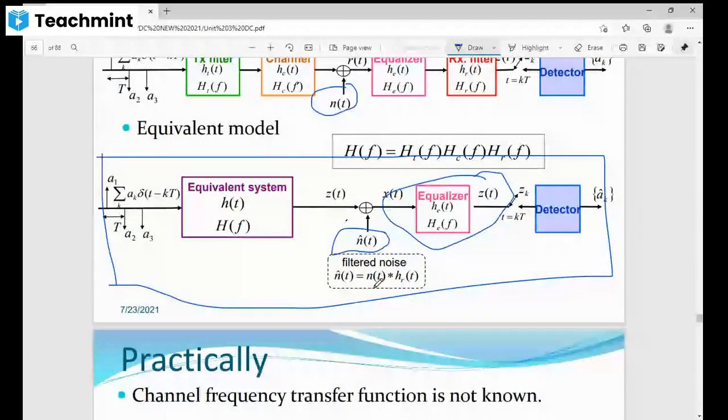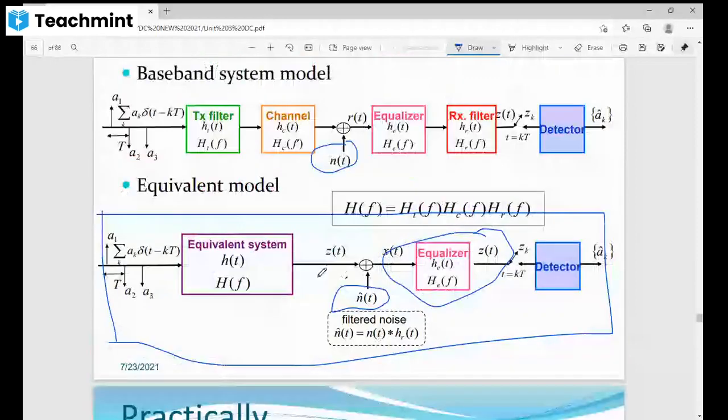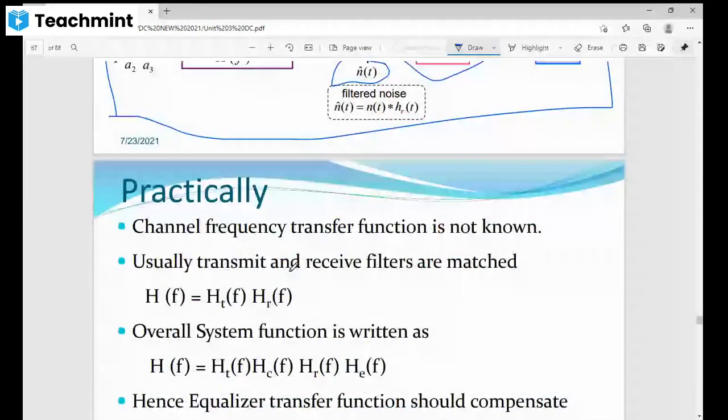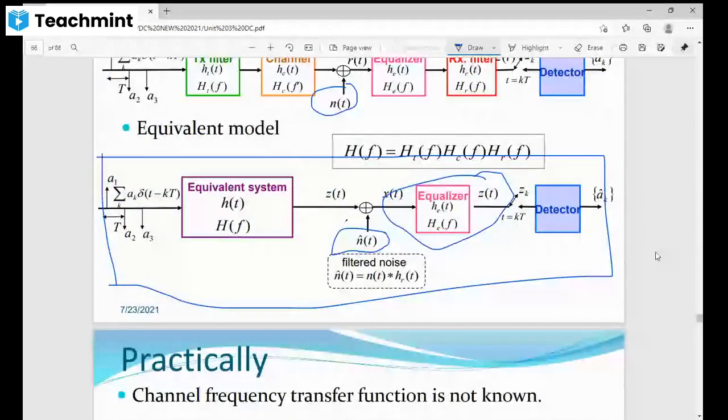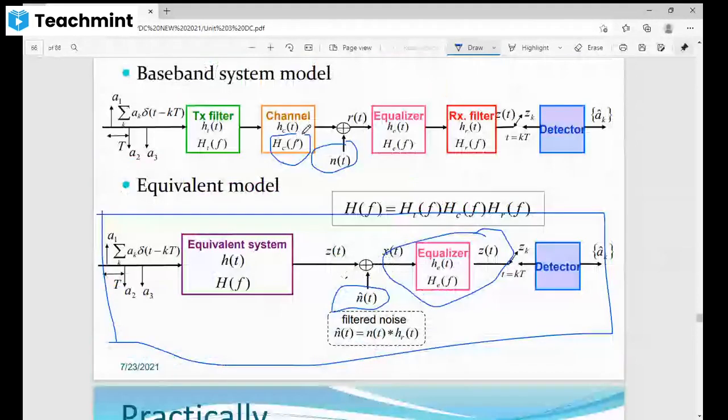Okay, so practically the channel frequency transfer function is not known. We know the transmitted signal and the received signal, but we don't know the transfer function of the channel.